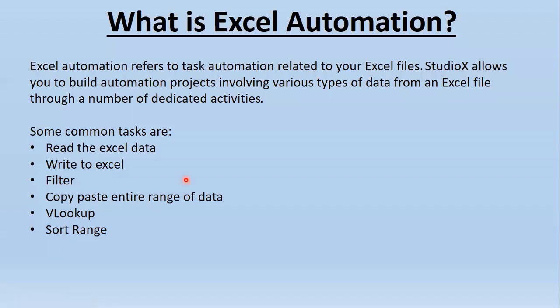So first of all, what is Excel automation? Excel automation refers to any task automation or any process automation that is related to our Excel files. And StudioX has a dedicated set of activities for Excel, which means all the functions or all the processes that we perform using Excel can actually be automated using StudioX.